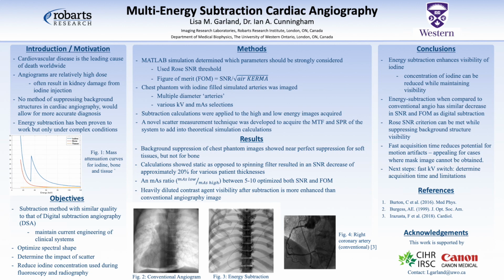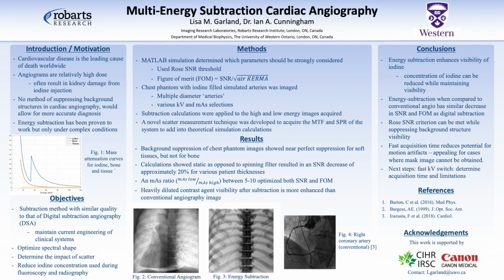The chest phantom images obtained are shown below in figures 2 and 3. The 370 iodine contrast agent was diluted by 5 times the full strength, and the overlaid tube here is 1.6 millimeters in diameter. So figure 2 is a conventional angiographic image at 80 kV, and figure 3 is the result of multi-energy subtraction with a low energy of 60 kV, a high of 120 kV, and an mAs ratio of 10.